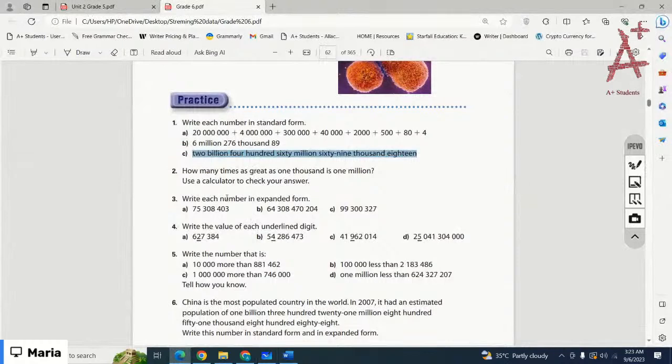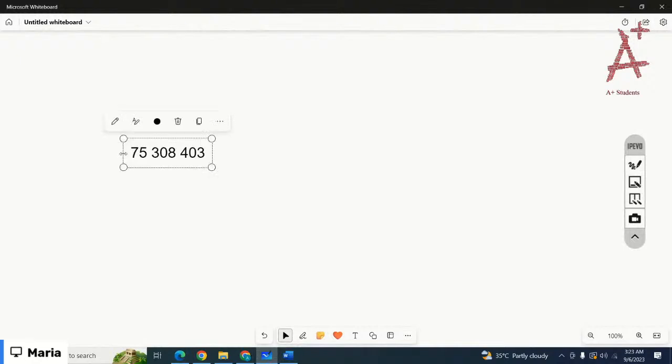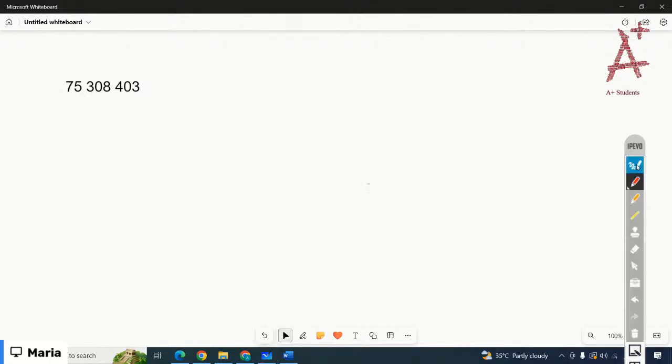Now write each number in expanded form. How do you write in expanded form? We'll do just one example because I want to finish this lesson today. Let's start with the first digit on the left side, 7. How many digits are after 7? 1, 2, 3, 4, 5, 6, 7. Just add 7 zeros.